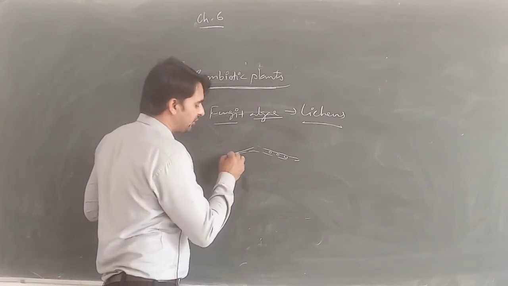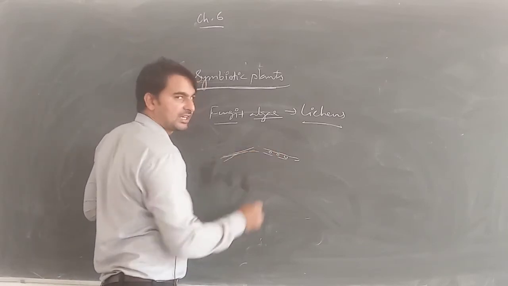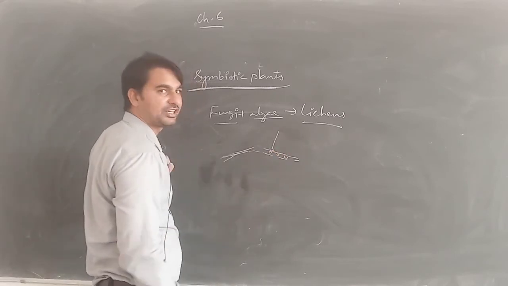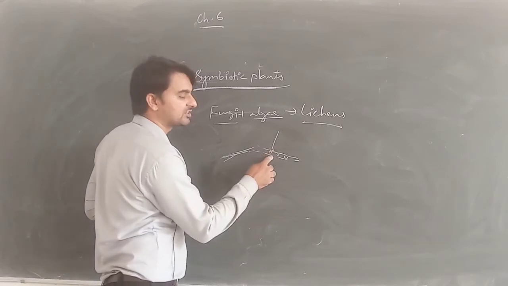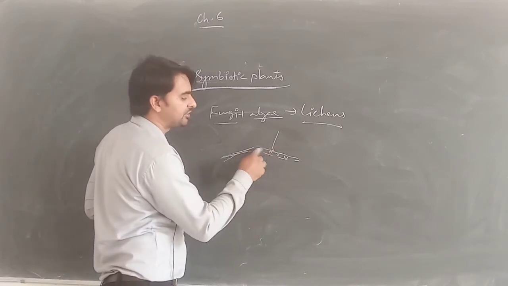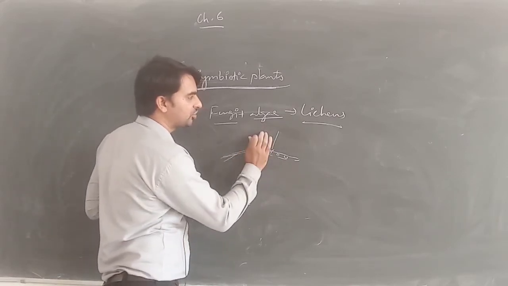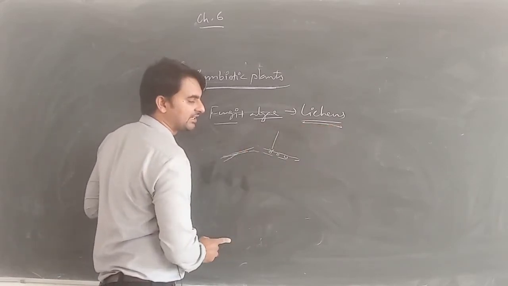So fungi will provide water and minerals to the algae, and in return, algae, which has the capability of performing photosynthesis because of the presence of chlorophyll, will synthesize the food material, and that will be shared by both fungi and algae. So here both are growing together combinedly, so we call them lichens.